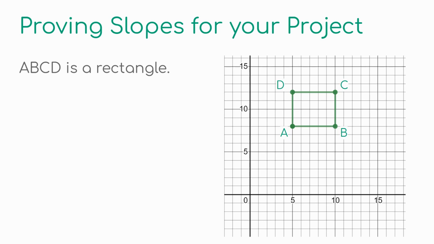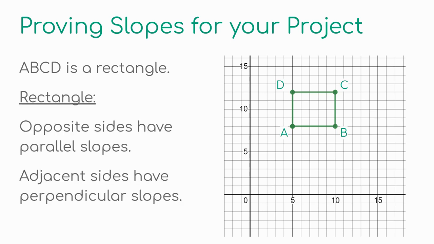So how we're going to do this is we're going to take our project, our shapes that we made for our project, and prove the slopes of all of the sides. So here's an example. If I had this rectangle as one of my shapes, I labeled it A, B, C, and D, and I want to prove that this shape is a rectangle. So in order to be a rectangle, opposite sides have parallel slopes and adjacent sides have perpendicular slopes. So I need to prove that the opposite sides of my rectangle, the slopes, are parallel, and the adjacent sides, the ones next to each other, are perpendicular.